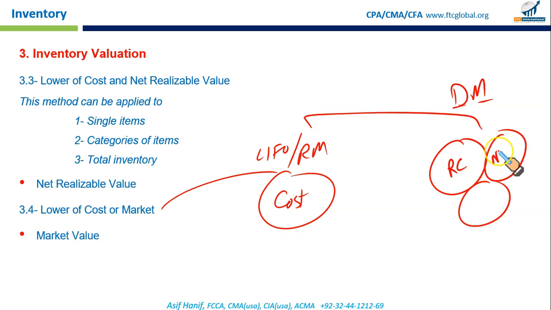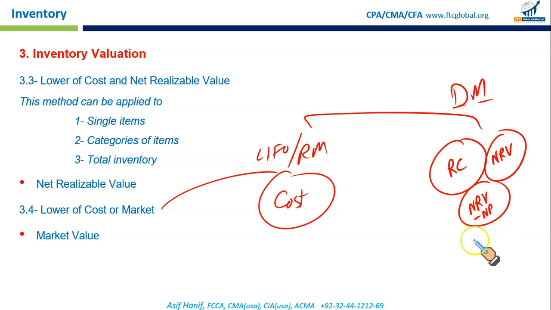Replacement cost, NRV, and NRV minus normal profit margin. What is replacement cost? Replacement cost is the cost to purchase the inventory item as of the valuation date. So this is the price at which the company could buy or replace the item in the market. NRV we already know, and NRV minus normal profit. Normal profit is the profit a normal company earns on it normally.